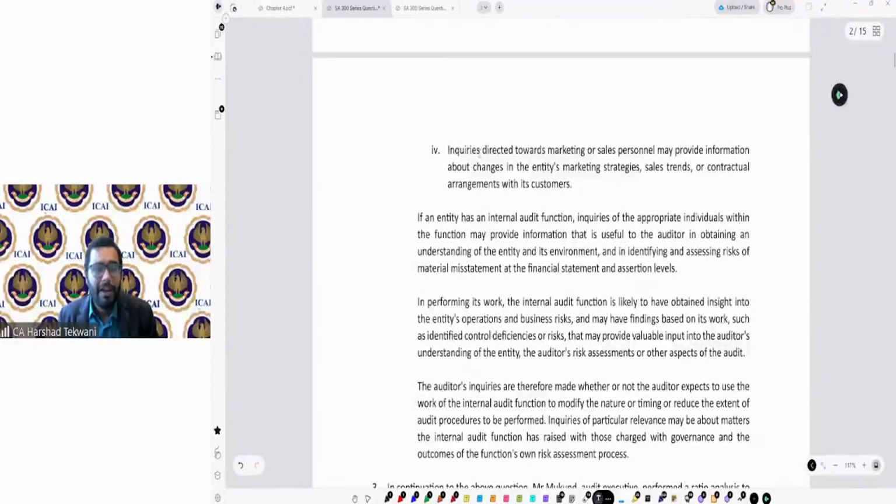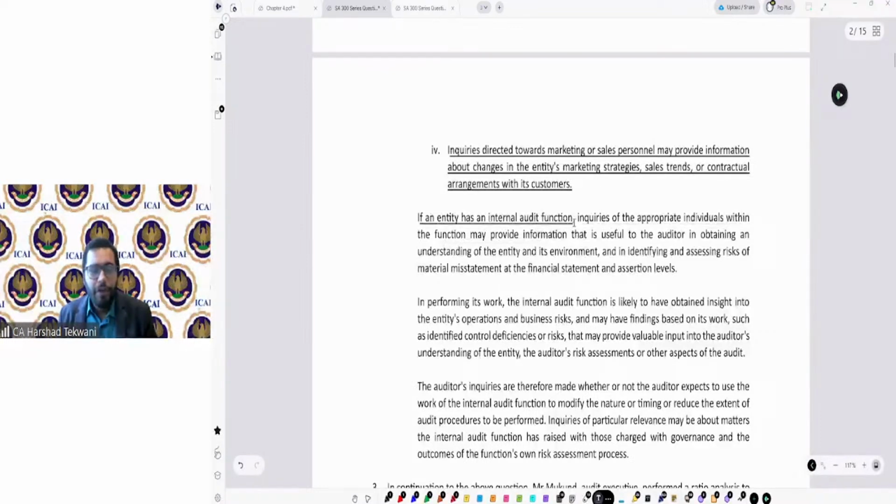Then inquiries directed toward marketing or sales personnel may provide information about changes in the entity's marketing strategies, sales trends, and contractual agreements with customers. So, for example, when I say the entity's marketing strategy, it means in which market the entity is doing advertising more, where the entity is doing marketing, what the preferred marketing channels are, and what the sales trend is, whether it's seasonal or continuous throughout the year. So all that information we can get.